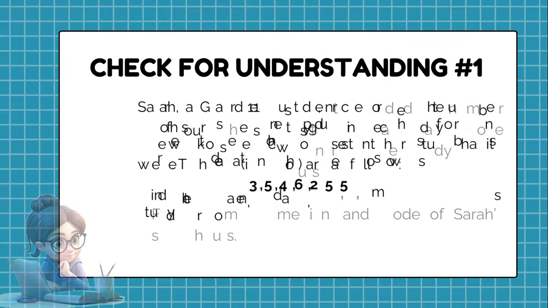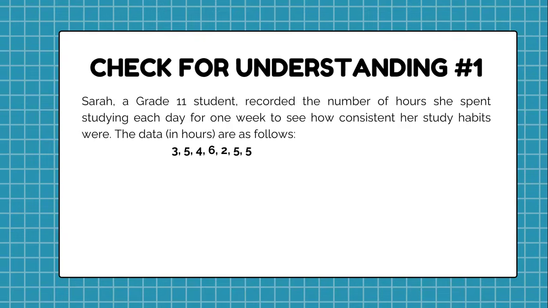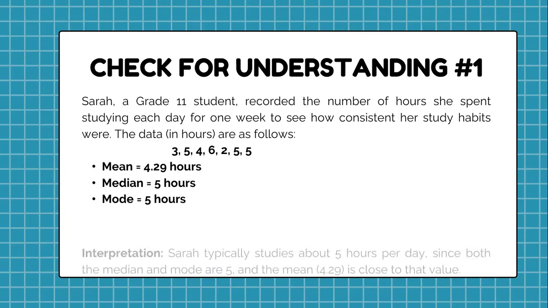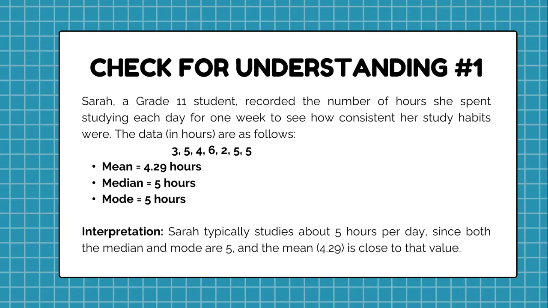So again, here are the final answers. The mean is 4.29 hours. The median is 5 hours. And the mode is 5 hours. For the interpretation, Sarah typically studies about 5 hours a day. The mean, 4.29, is close to that value of 5 hours. So still, that works.